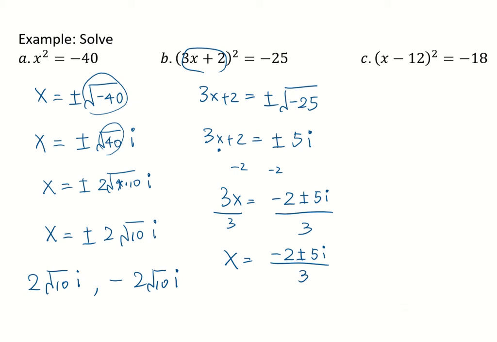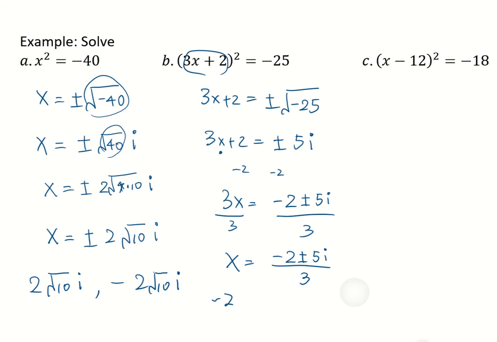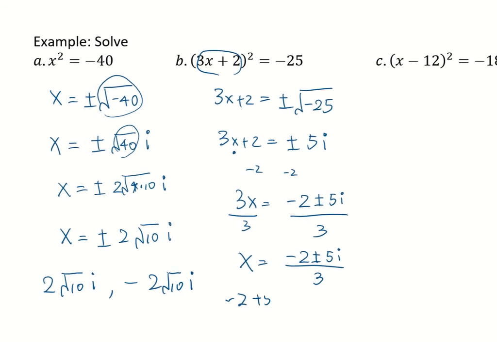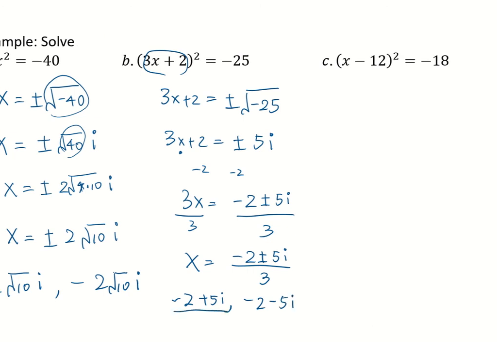So here we have two complex solutions. One is negative 2 plus 5i. The other one is negative 2 minus 5i. Oh, both divided by 3. Sorry, I forgot about that.